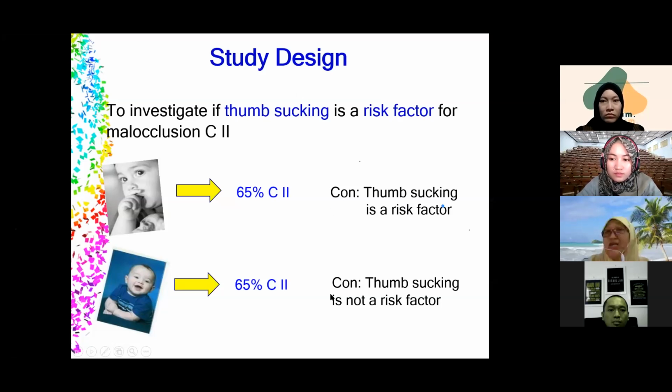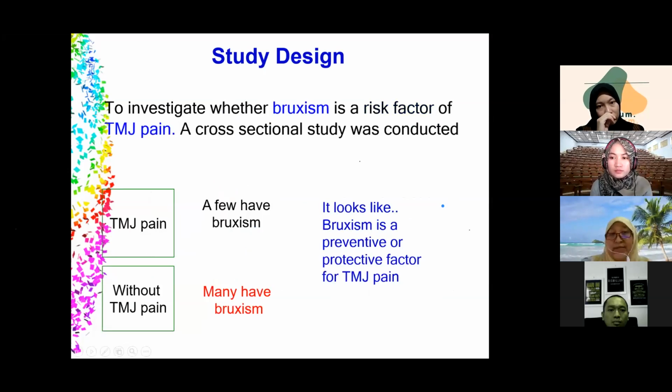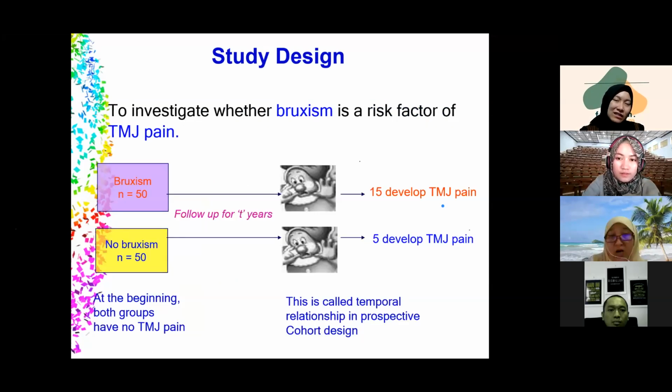Ini bukan cross-sectional sudah. Bukan cross-sectional lagi. So for some objective, mesti ada comparative group. Ya, saya bagi contoh lain ya. Comparative group. Ini katakan the objective is to investigate whether bruxism, ya, kita itu ketap gigi, ya, is a risk factor for TMG pain. And the paper conduct a cross-sectional study.